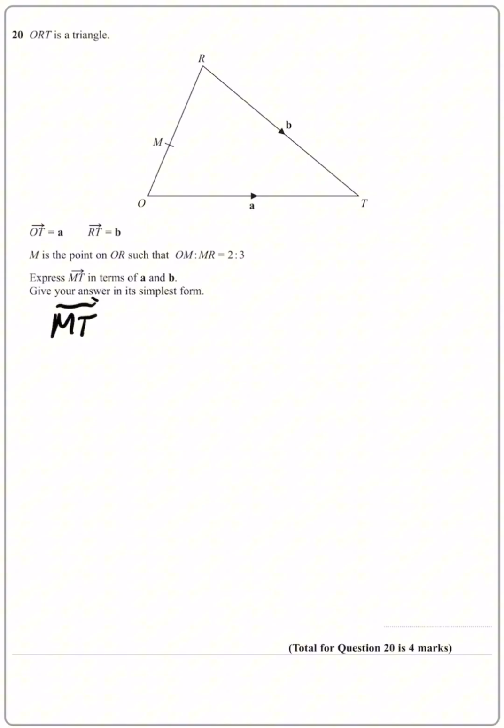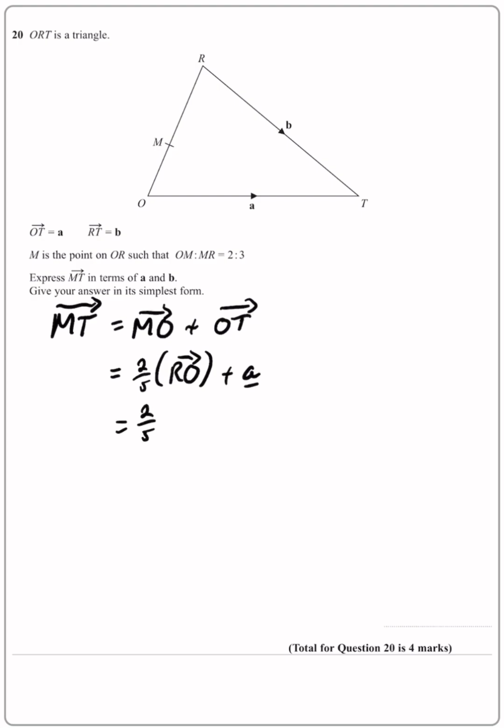For the vectors question, we want the vector MT, so my path, I'm going to go from M to O and then from O to T. M to O, we know from the question, is going to be 2/5 of RO, because OM to MR is 2 to 3. So that MO is 2/5 of that whole side length. And OT is just little a.